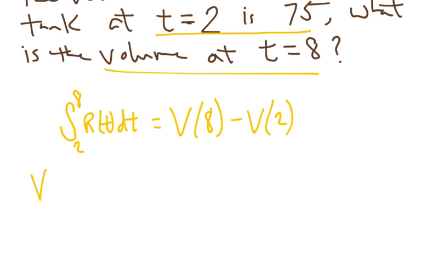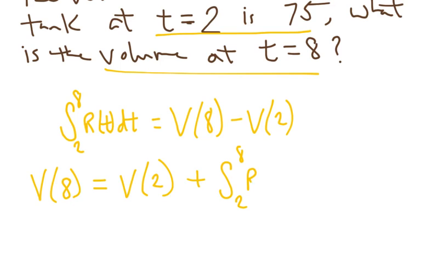Some of you may want to jump right into rewriting it in the form that I put on that net change set of notes. And so you might write it like this: v of 8 is equal to v of 2 plus the definite integral from 2 to 8 of r of t dt. Either way, it doesn't really matter. The key thing here is that we recognize that this is the pattern that we need to use to solve the problem, because we know the amount at 2, and then we know the net change in the amount that's going to happen from 2 to 8.